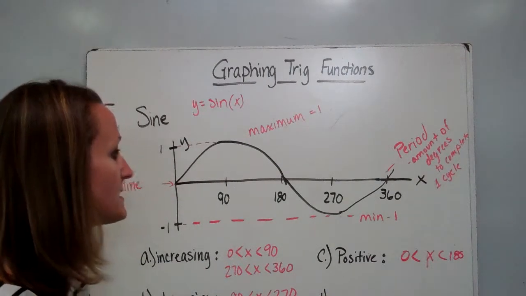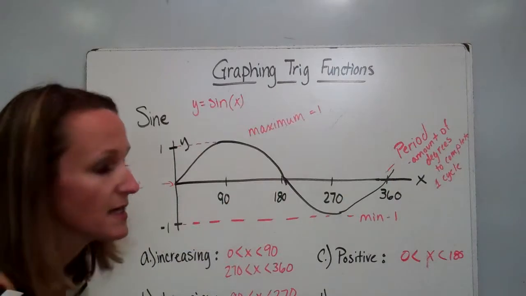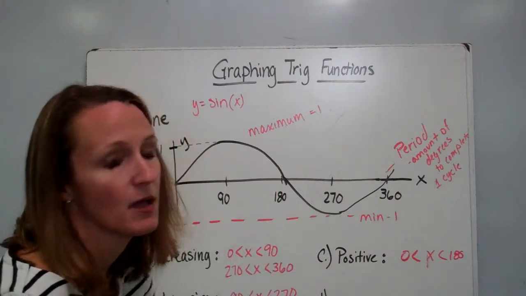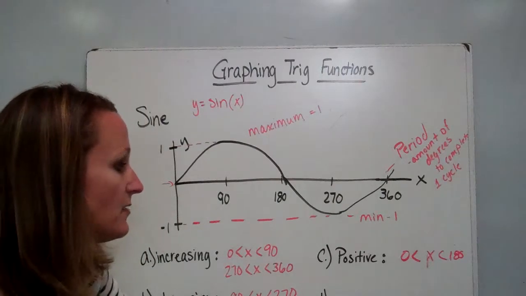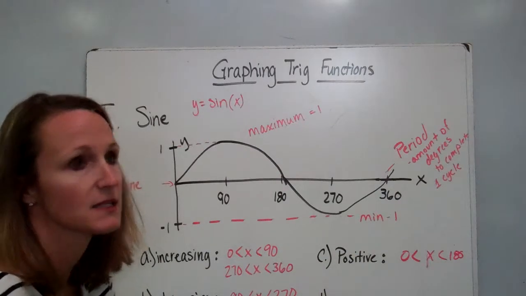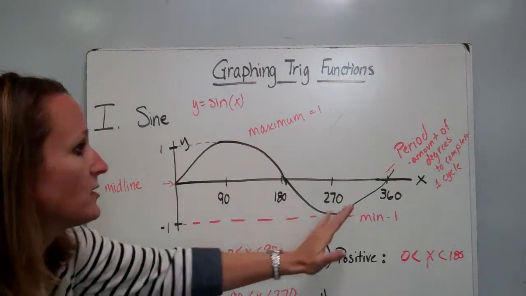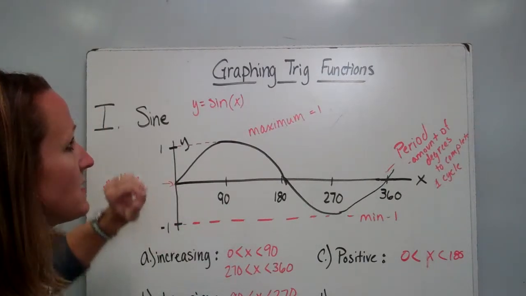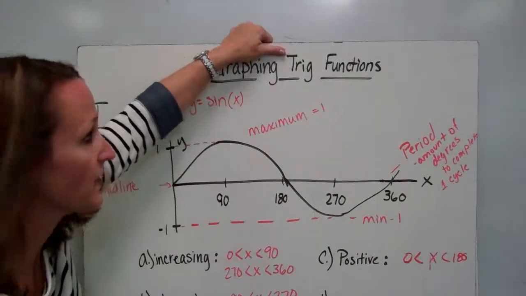Where is our domain positive? Well, everything from here to here is positive. So we say that it's positive between 0 and 180. And it's negative between 180 and 360, everything that's below the x-axis. So again, this is your sine graph, and those are its characteristics. The sine graph is the one that starts at 0. So let's go ahead and look at the cosine graph.